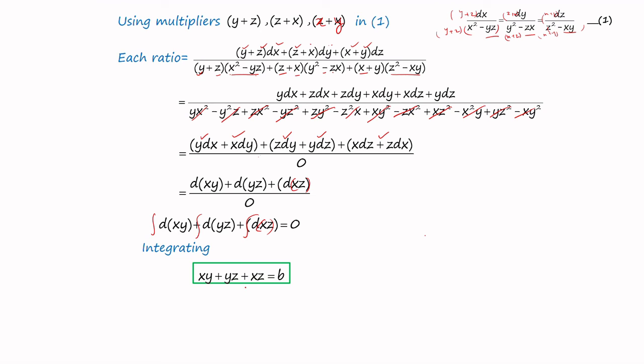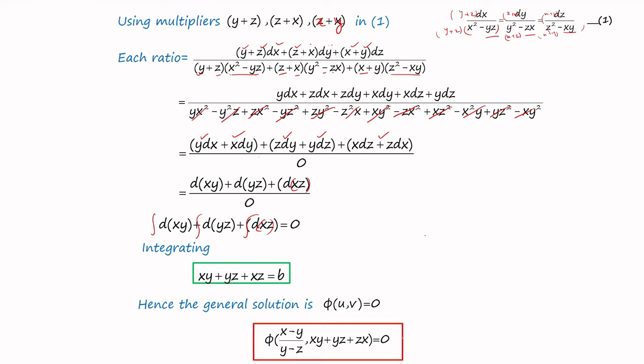There is no relationship between this solution and the first solution. So your general solution of the given Lagrange's equation is phi of u comma v, where u is x minus y by y minus z, and v is xy plus yz plus zx, that will be equal to 0. This is our required general solution.